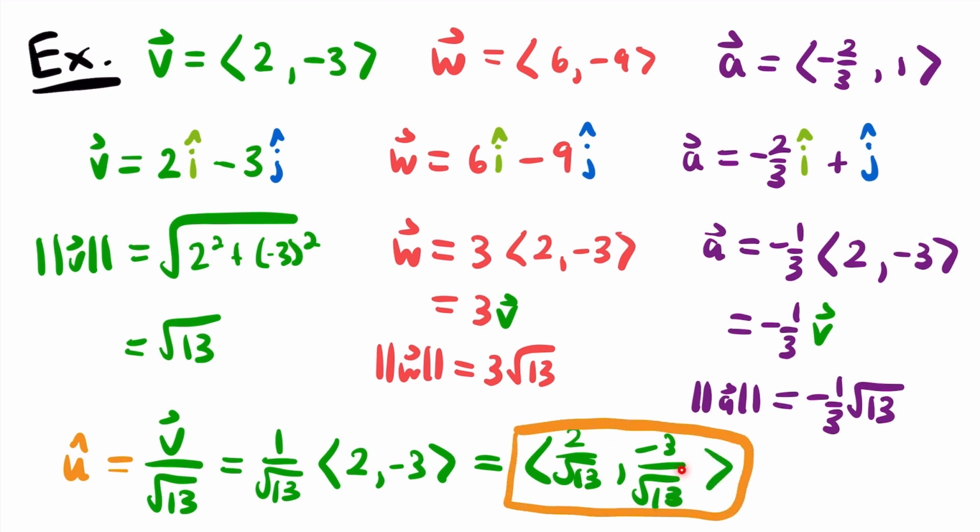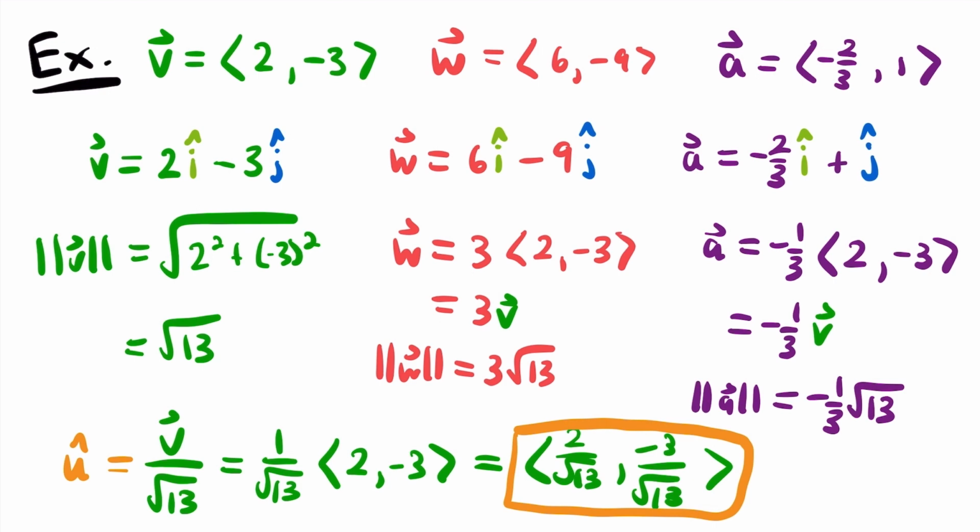We will get this same unit vector if we went through this same process for vector w and vector a. Right? Because if vector w is just equal to 3 times vector v, if we divide this vector by this magnitude, those 3's will cancel out, and we'll just be dividing these two terms by the square root of 13. In the same way, vector a is equal to negative 1/3 times vector v, and so if we divide that by this magnitude, those negative 1/3's will cancel out, and we'll just be dividing both of these terms by the square root of 13. So we're going to end up with the same unit vector for all three of these parallel vectors.